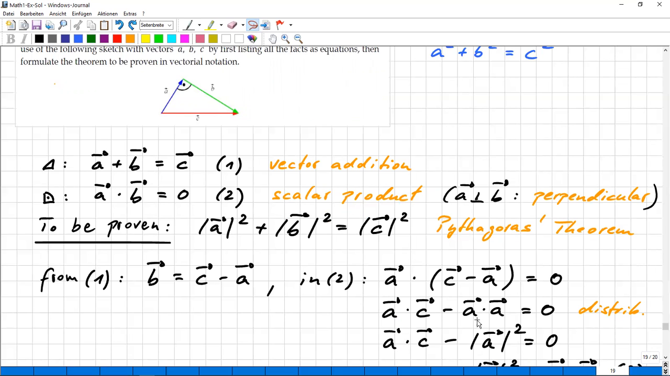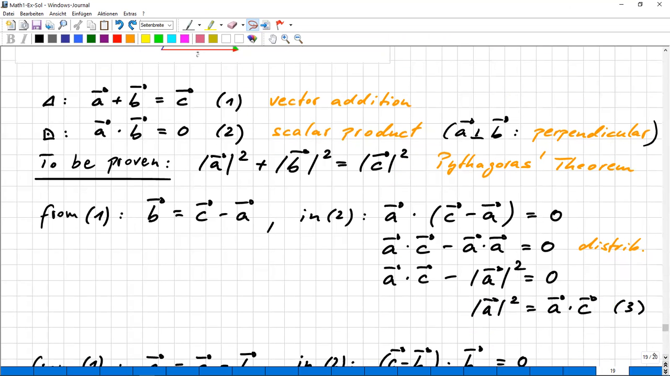You should know that sometimes I call this the Eigen Product. The scalar product of a vector by itself is always exactly the same thing as the squared absolute value of this vector. So this is the most elegant way to calculate the squared absolute value of a vector. So we have A times C minus A squared equals 0. Then I can isolate the vector absolute value squared by putting this to the other side, and we get A squared equals A vector scalar product C vector. This I call equation number 3.